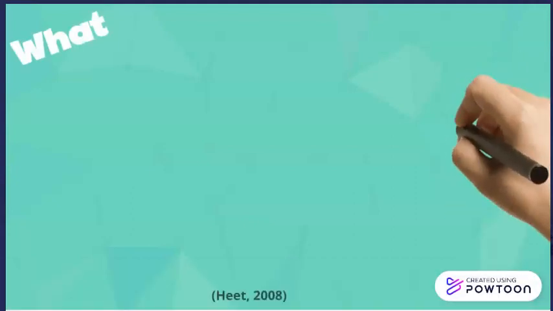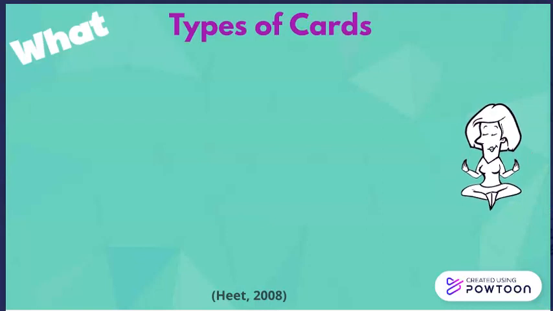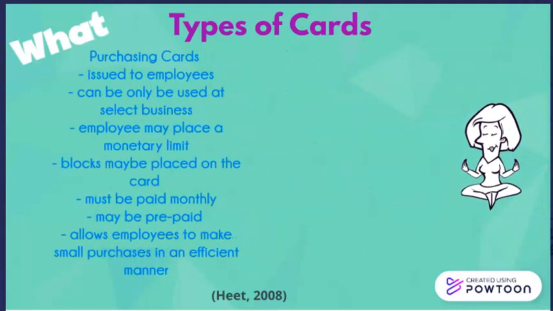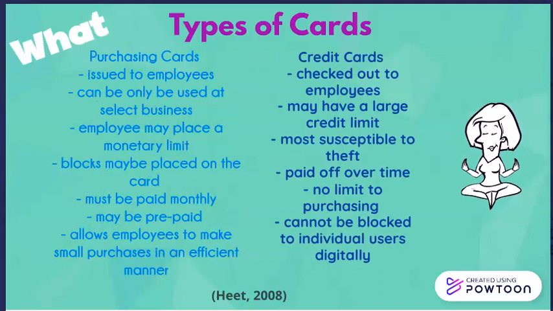Now we have the what. So we have the types of cards. First, we have purchasing cards. They're issued to employees. Sometimes they can only be used at select businesses. Employees may place a monetary limit on those cards. Blocks may be placed on the card. It must be paid monthly, may be prepaid, and allows employees to make small purchases in an efficient manner.